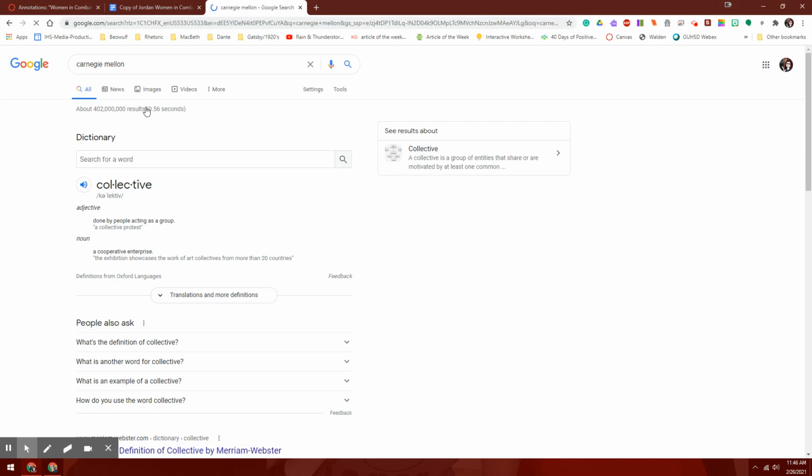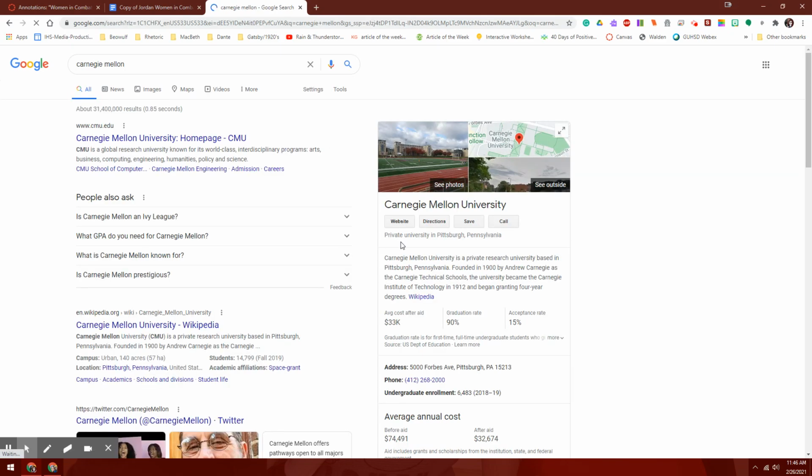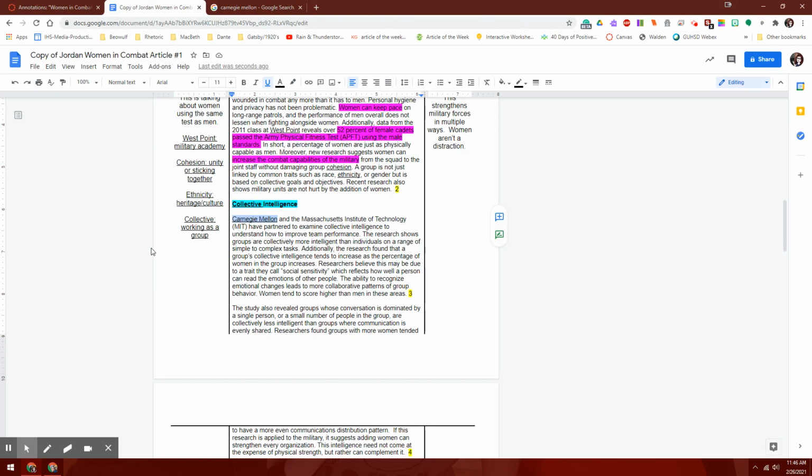So if I click on it, it's a university in Pennsylvania, and if I look at my little blurb here, it's a research university. So they're pretty good source. So it's a research university. And the same thing with MIT. So I'm actually going to add that in here. MIT is also a research university. It's highly recommended for people who are looking into finding information. So I'm going to underline that as well.